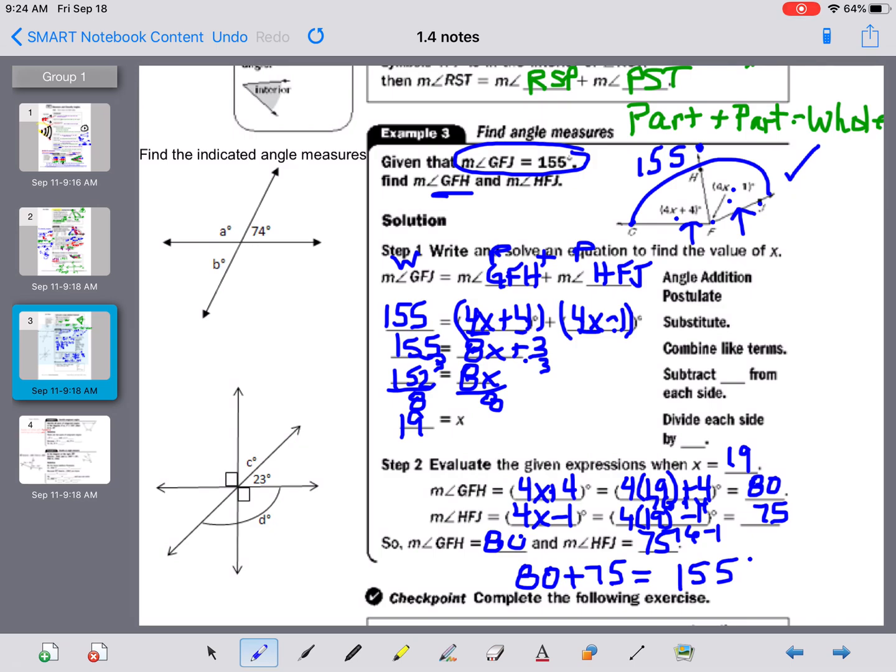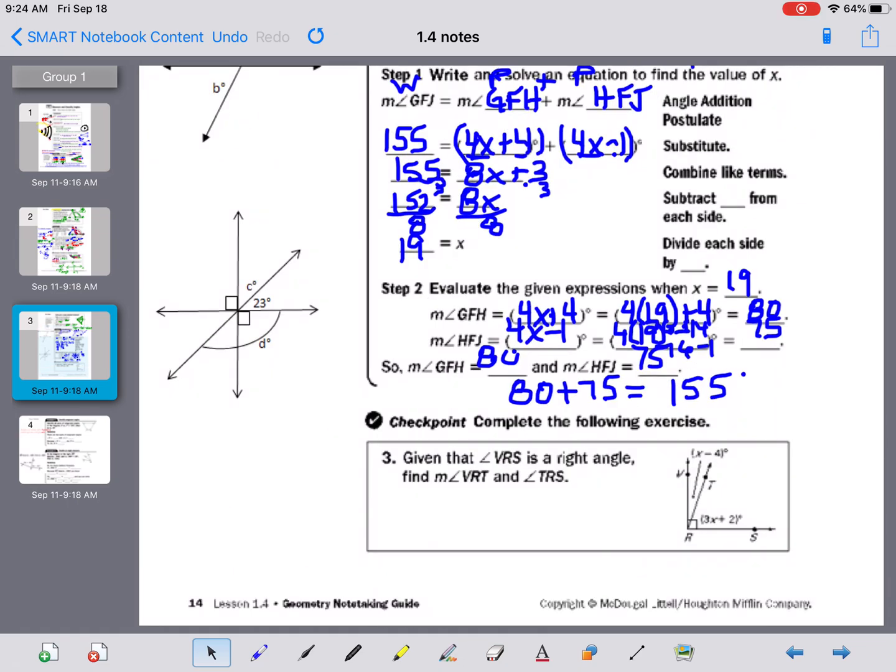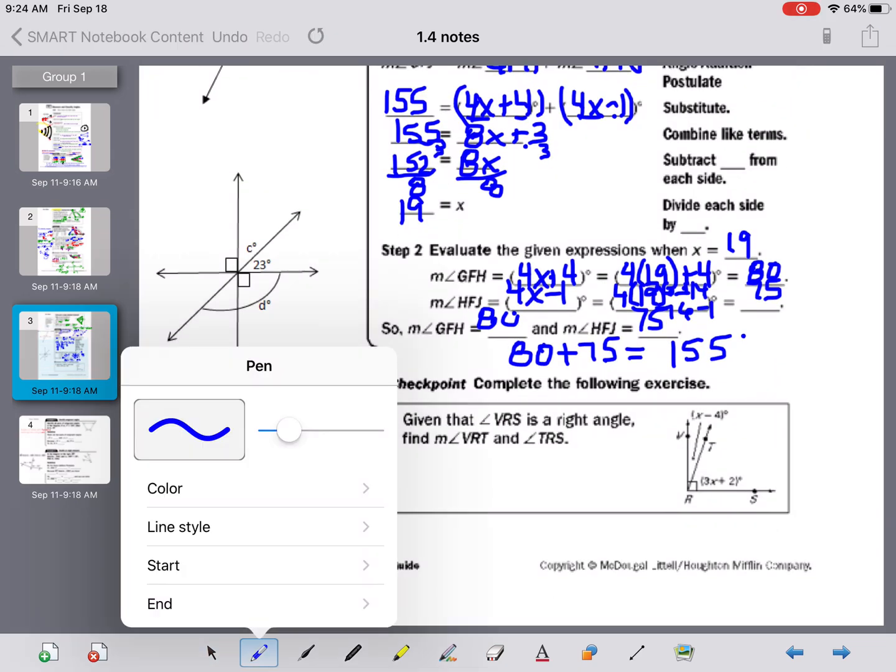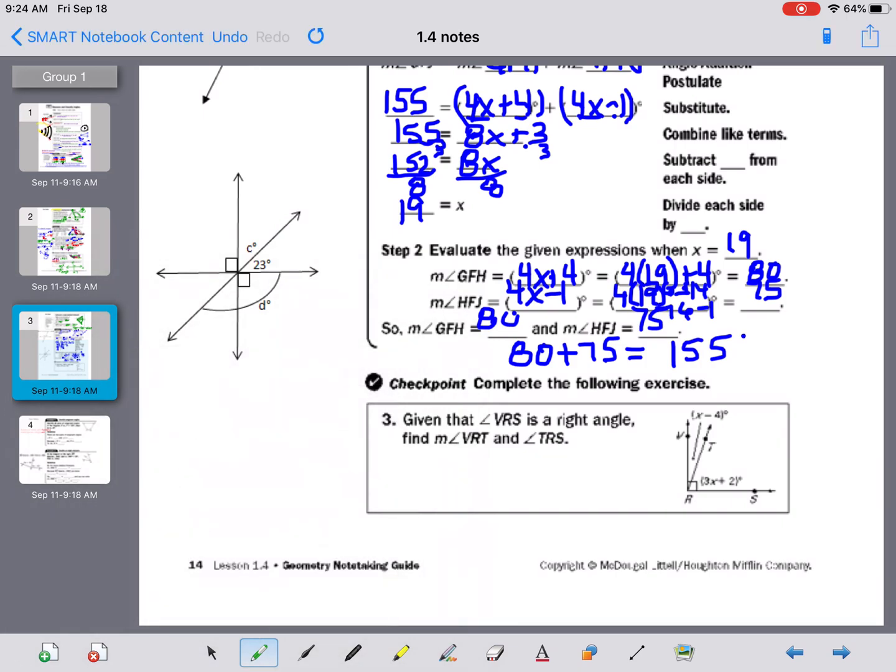Okay, so let's go ahead and go to the bottom of the page here to do the next checkpoint. All right, it says angle VRS is a right angle.